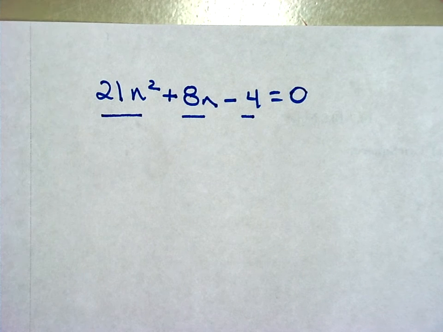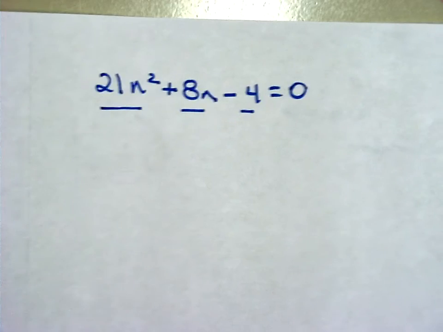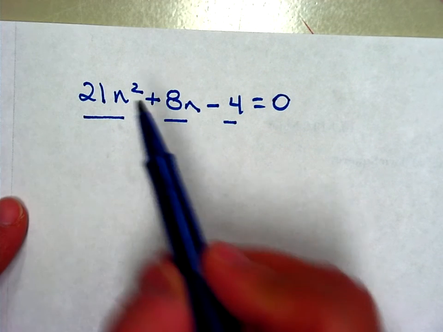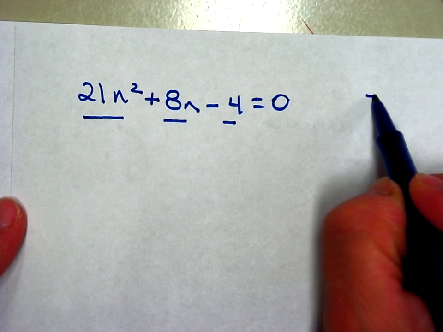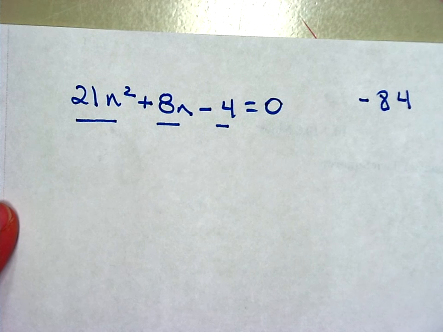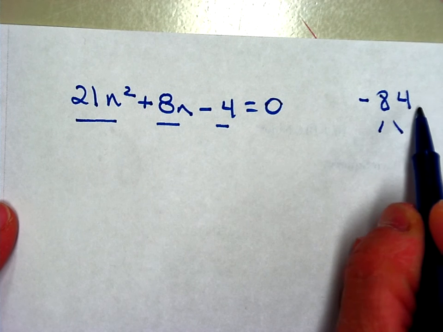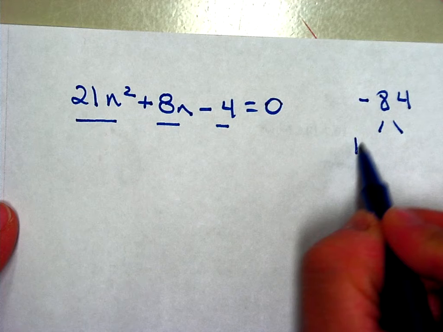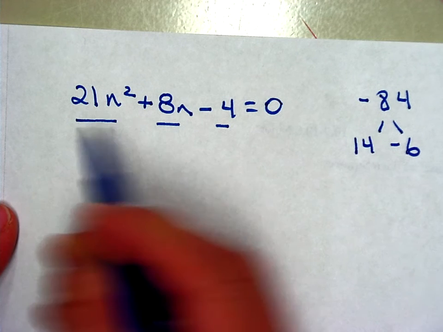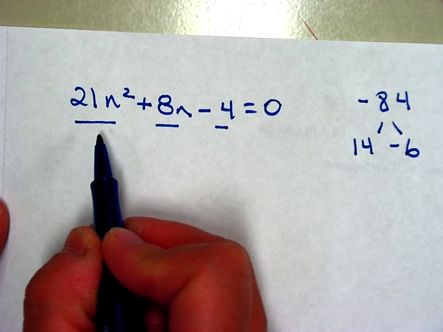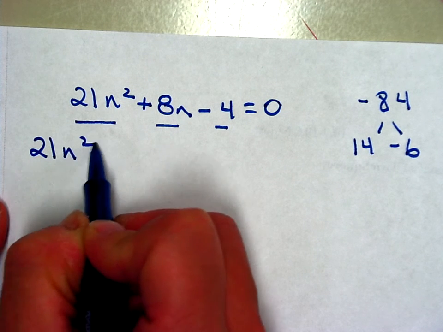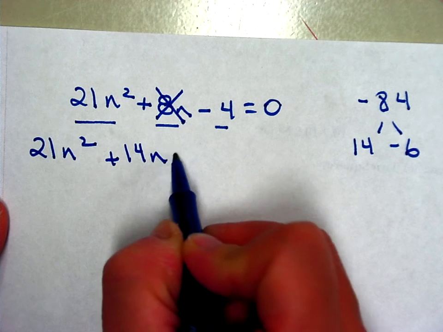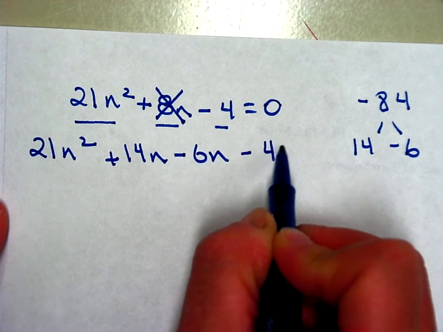Okay, I don't see a common factor across all the terms, so I'm going to do this by factoring by split the middle. So step 1 is 21 times negative 4 is negative 84. What we're trying to do is find the two numbers that multiply to negative 84 but add up to 8. Those two numbers are going to be 14 and negative 6, and we're going to rewrite this problem using these two numbers. So I'm going to split that 8, so don't write the 8, but rewrite it, split it up using these two numbers that we just found. Everything else stays the same.